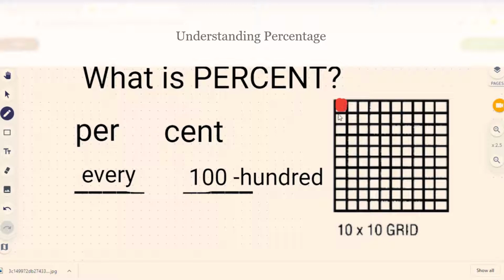1, 2. So this one line is 10. 3, 4, 5, 6, 7, 8, 9, 10. Okay, 11, 12, up to 15. So now we have 15. So this is our 15%.